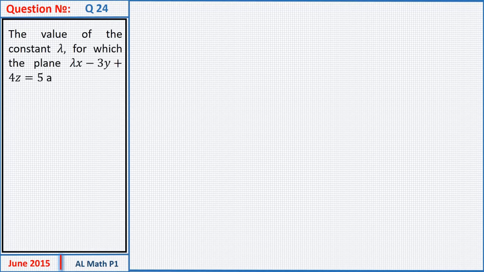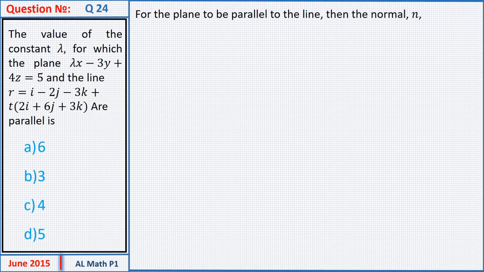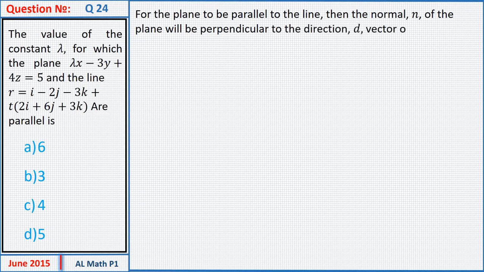Question 24 says the values of the constant lambda for which the plane this is and the line this are parallel. So here they're asking us for the value of lambda which will make the plane and the line parallel. So if the plane and the line are parallel, what does that mean? It means that the normal of the plane dot the direction vector of the line must give us 0. So that's what I'm explaining here. For the plane to be parallel to the line, the normal n of the plane will be perpendicular to the direction vector d of the line.